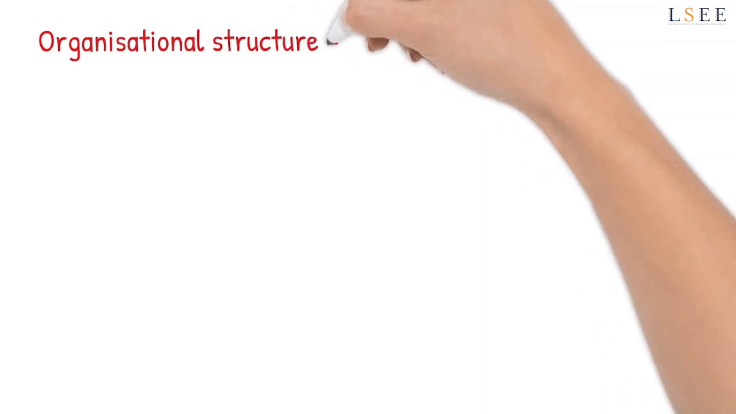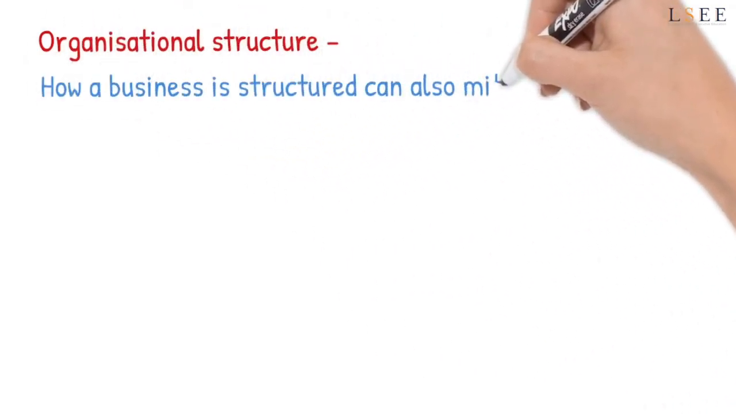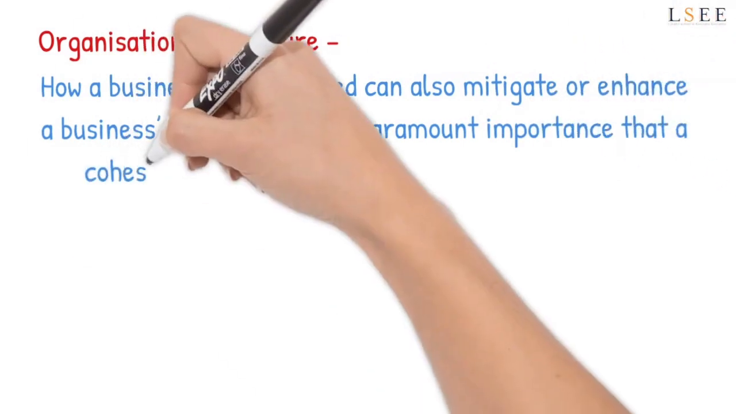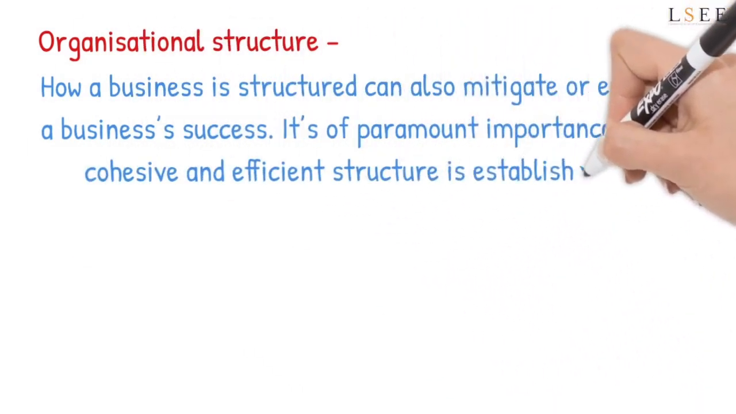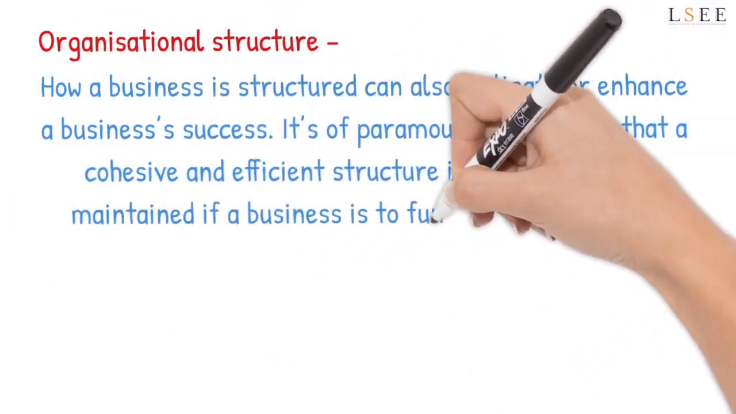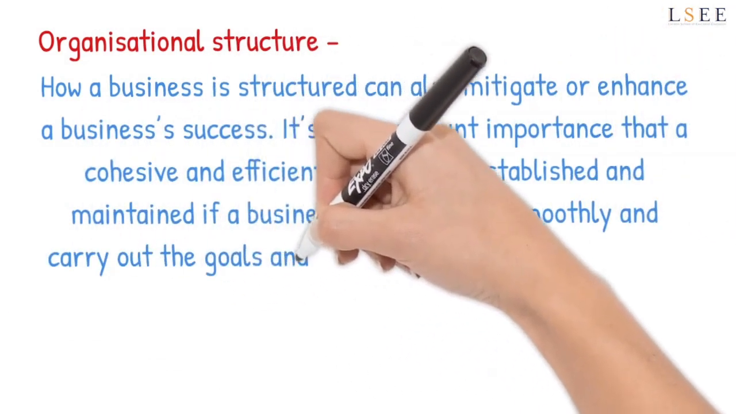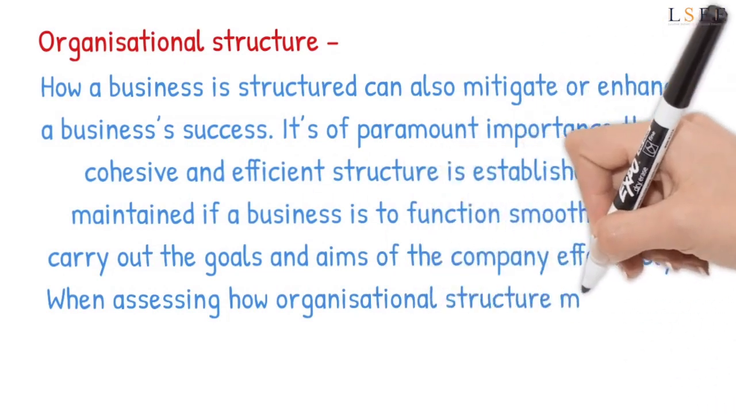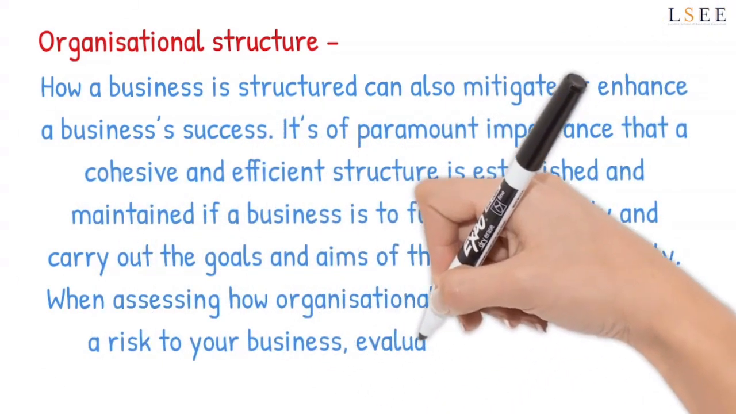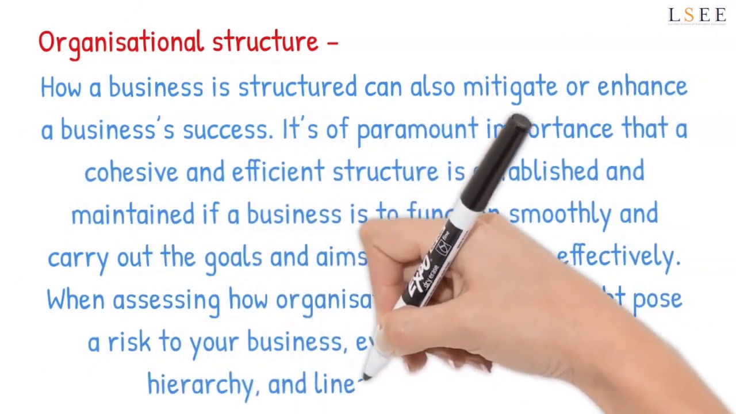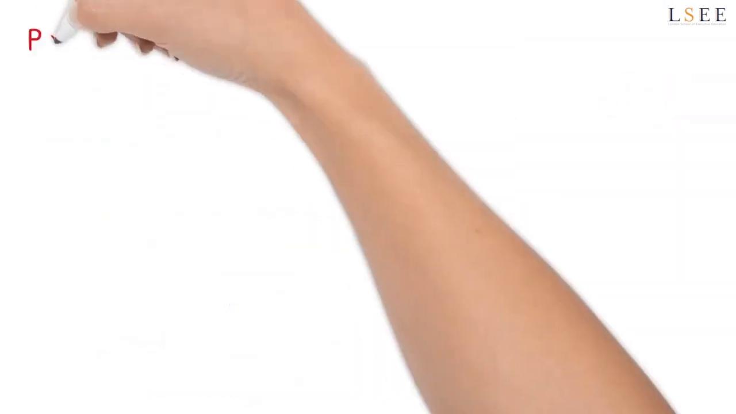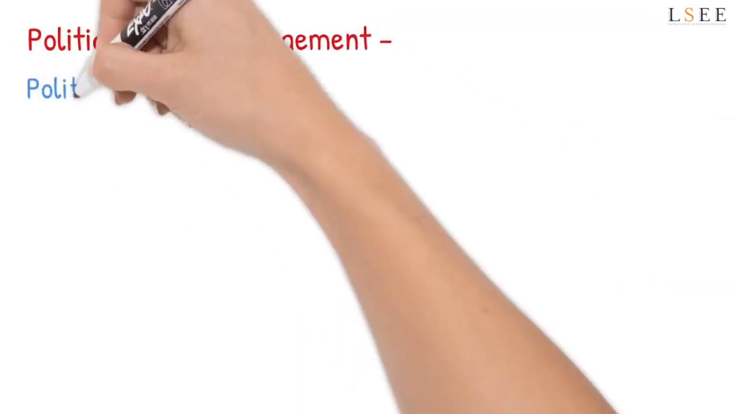Organizational structure. How a business is structured can also mitigate or enhance a business's success. It's of paramount importance that a cohesive and efficient structure is established and maintained if a business is to function smoothly and carry out the goals and aims of the company effectively. When assessing how organizational structure might pose a risk to your business, evaluate its job positions, hierarchy, and lines of communication. Politics and mismanagement.